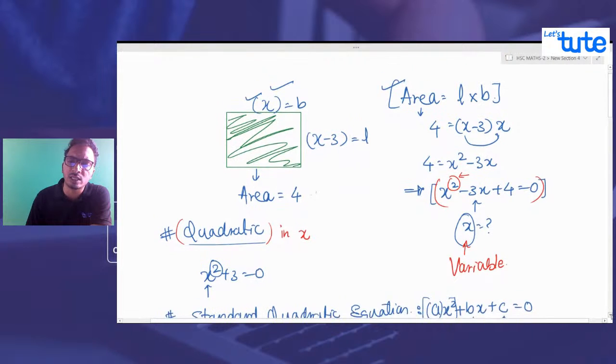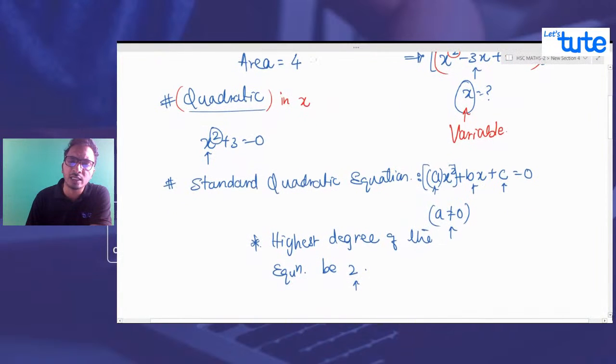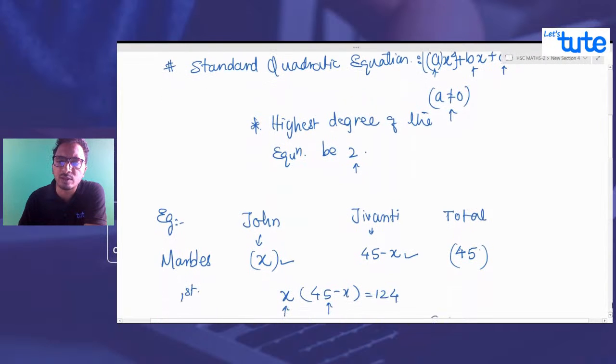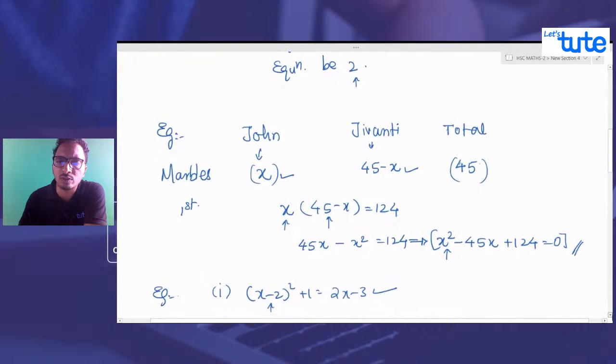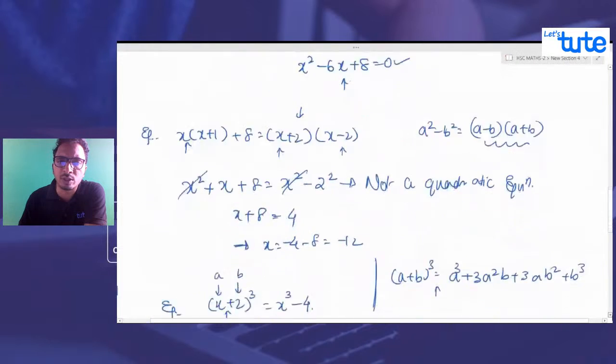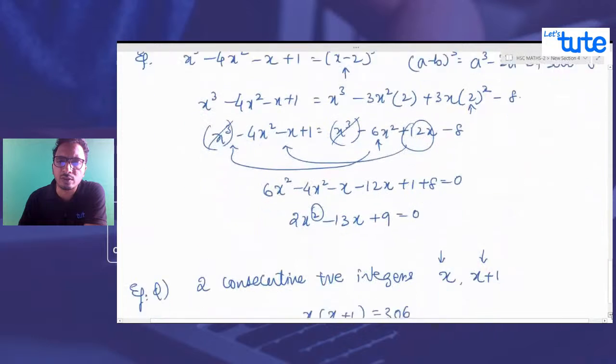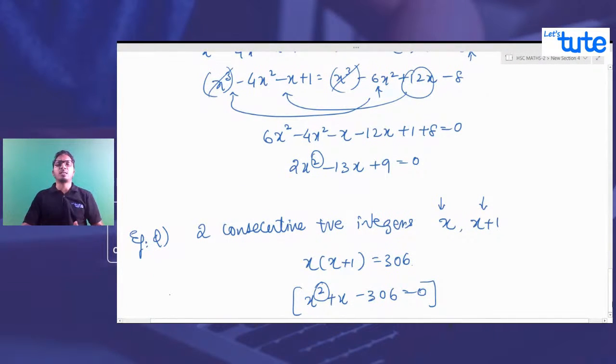And in a quadratic equation, one standard thing is that the highest degree of the equation is 2, and the coefficient of the second degree term should not be equal to 0. Only then can we say that it is a quadratic equation. We have seen some examples over here, and also some algebra going on. So that's it for today, and it was a nice session to start with quadratic equations.